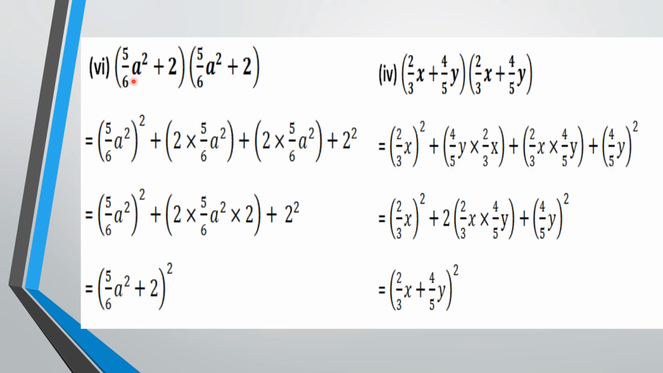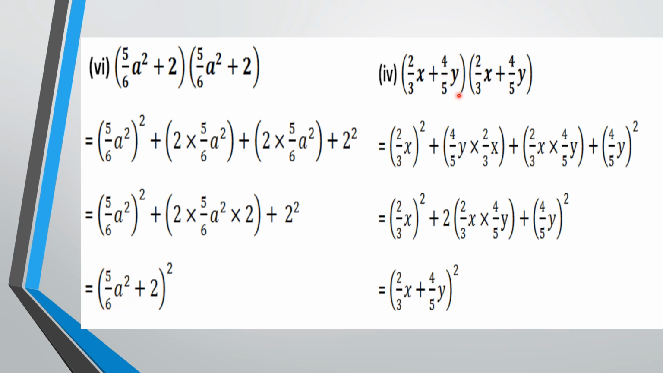The same kind of problem here, 5 by 6 a squared plus 2 and 5 by 6 a squared plus 2. You are multiplying each term with each other term in the next expression, and then you get 5 by 6 a squared the whole squared, because you are multiplying 5 by 6 a squared with 5 by 6 a squared, and 2 with 5 by 6 a squared, and again 5 by 6 a squared with 2, and again 2 with 2, 4. So 5 by 6 a squared power squared, and again 2ab plus b squared. So it is again 5 by 6 a squared plus 2 the whole square.